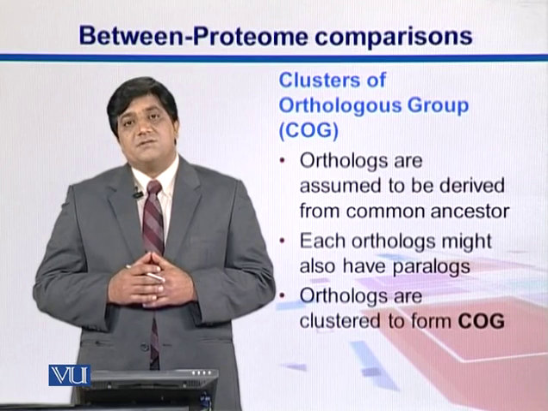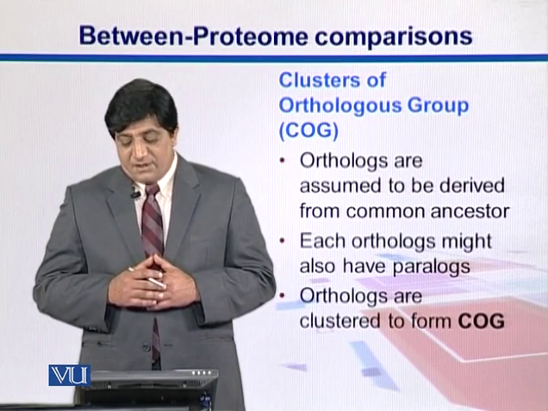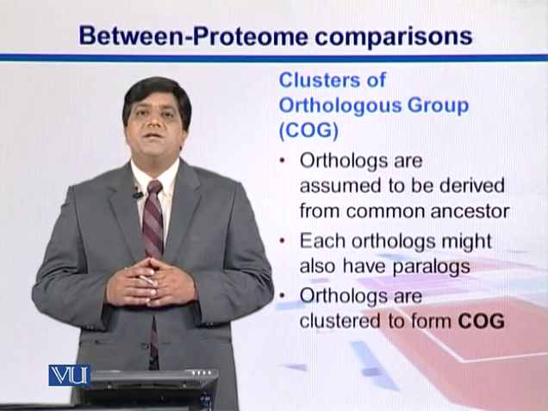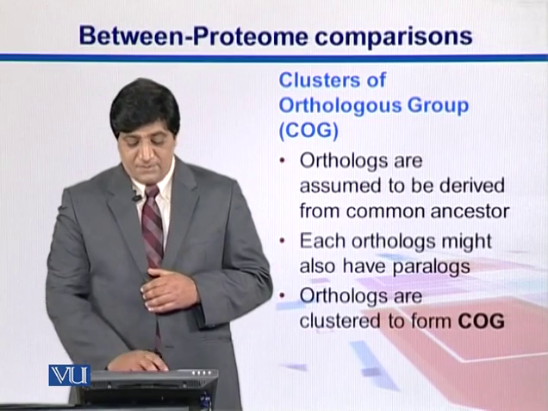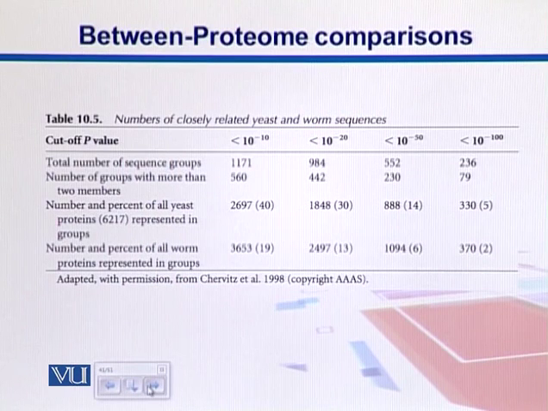Since orthologs are believed to be derived from common ancestors, they might also have paralogs. Within the organisms, the orthologs might also go through duplications, but orthologs can be studied as COGs. So here we have the examples. We are having orthologs between yeast and worms. We have different P cutoffs. Then we can have the total number of groups. So we have those at different cutoffs.